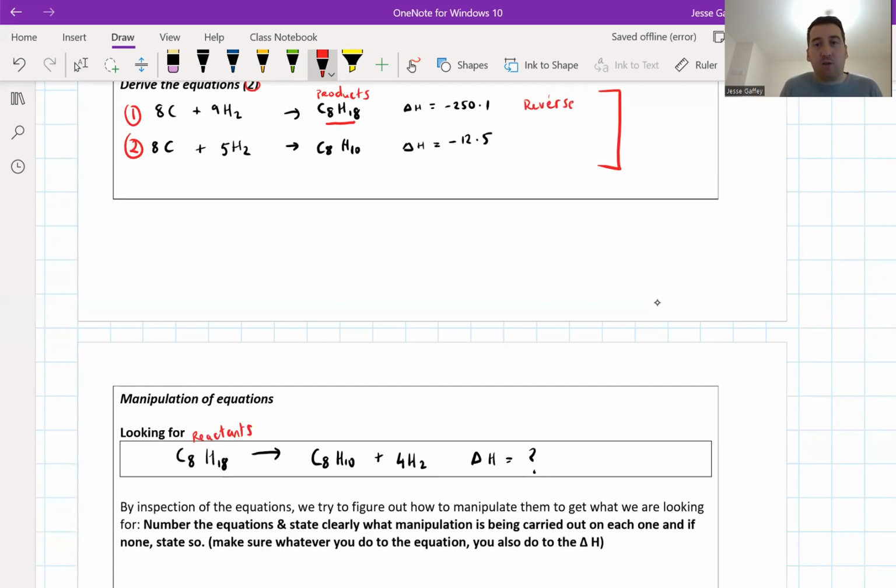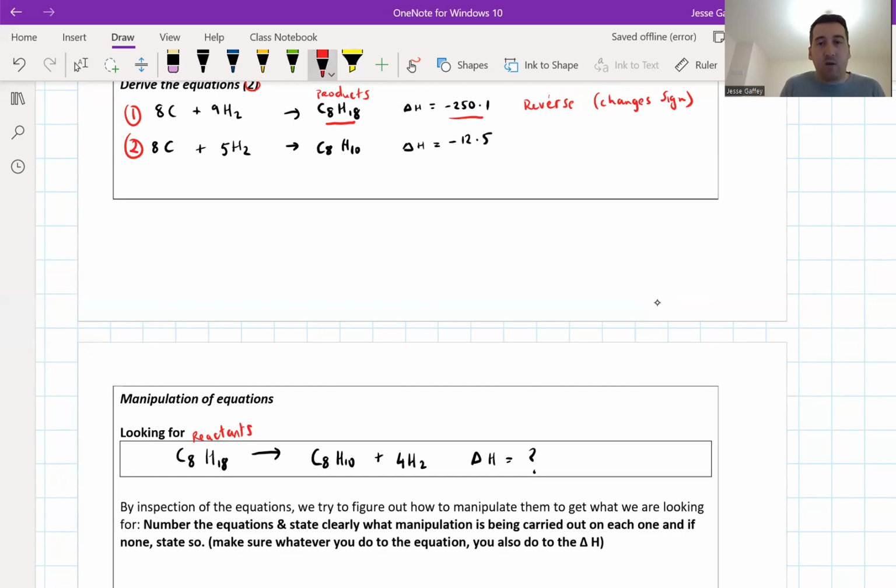And when we do that, we reverse the equation, that also gives us the opposite sign. Because it changes sign. And the reason why it changes sign is because this is an exothermic reaction when we form C8H18. If we were to then take that same substance and break it down and give back the elements, that would be an endothermic process. That would take in energy to do that. Okay, what about the second equation? What would we do to it?